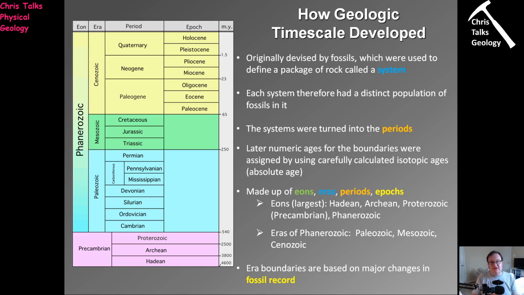Alright, so here's another, slightly more complex version of our geologic timescale. And once again, you can see all of these eons, eras, periods, and epochs. So, we're going to discuss how we do it.